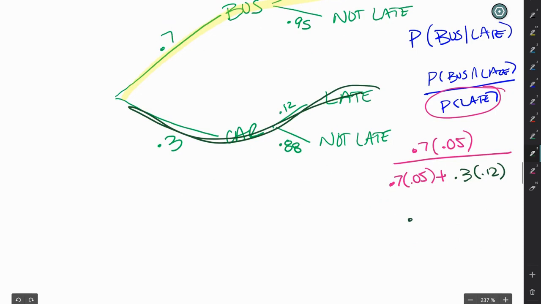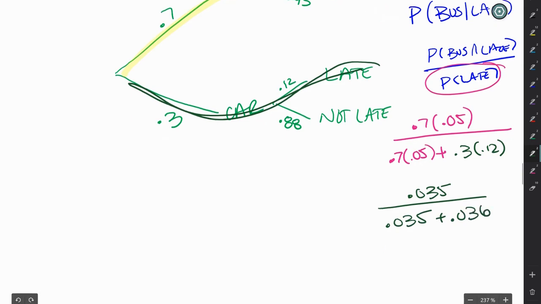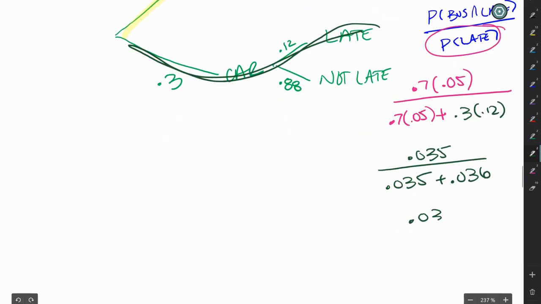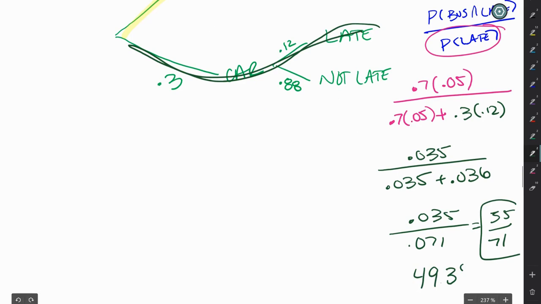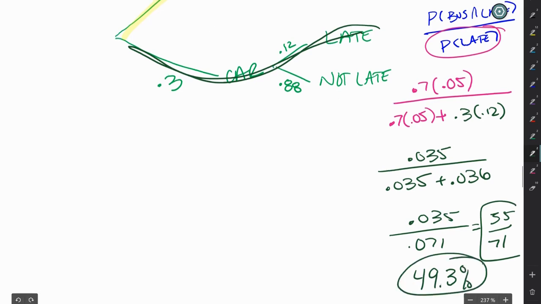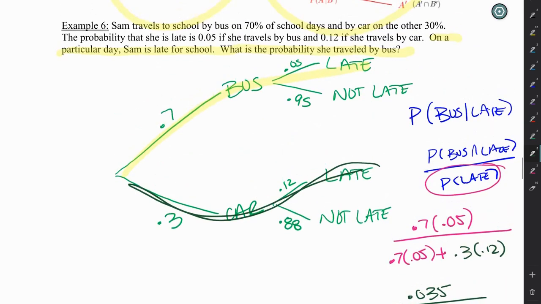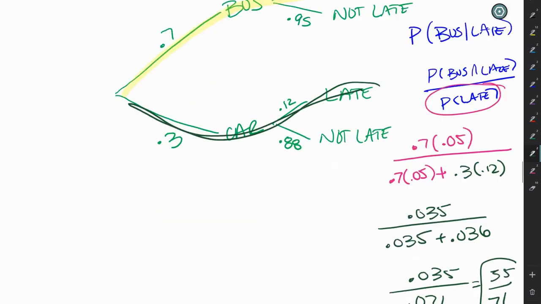When we do this math, we get 0.035 over 0.035 plus 0.036, so 0.035 over 0.071, which is 35 over 71. If you don't have a calculator, you can leave it like that. 49.3% chance that she traveled by bus given she was late.